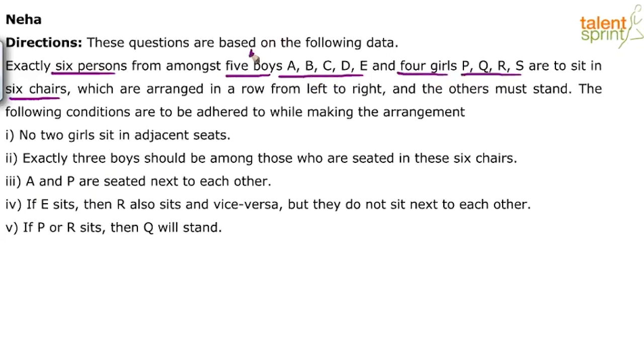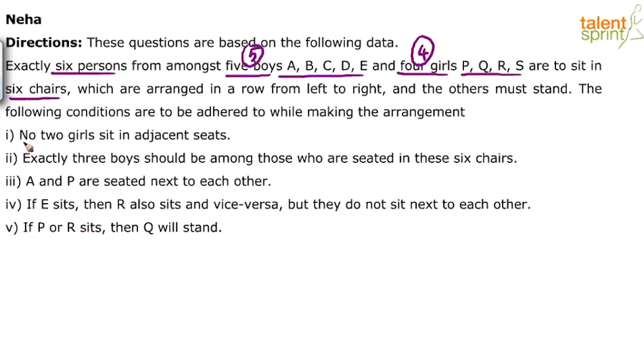So altogether, 5 boys and 4 girls, we have 9 persons, of which 6 have to be chosen and made to sit in these 6 chairs which are arranged from left to right, and the others must stand. So obviously out of 9, if 6 are seated, then the remaining 3 will stand, right? The following conditions are to be adhered to while making the arrangement. There are some conditions given here. We have to stick to these conditions, right? Whatever arrangement you do, these conditions cannot be violated, right?